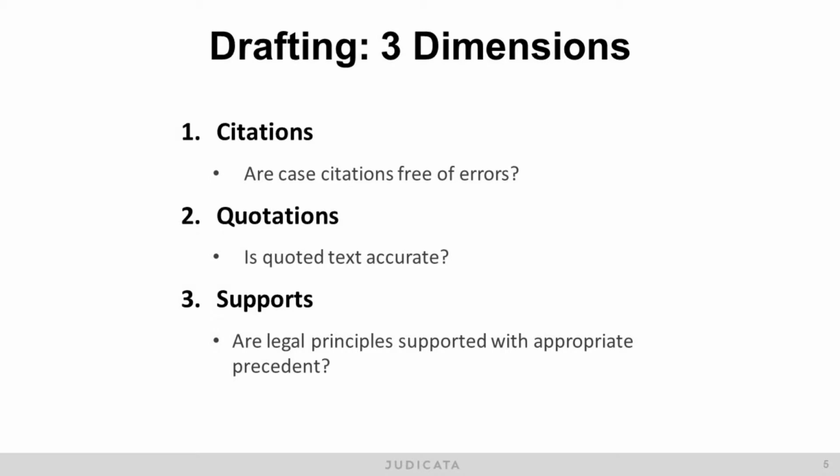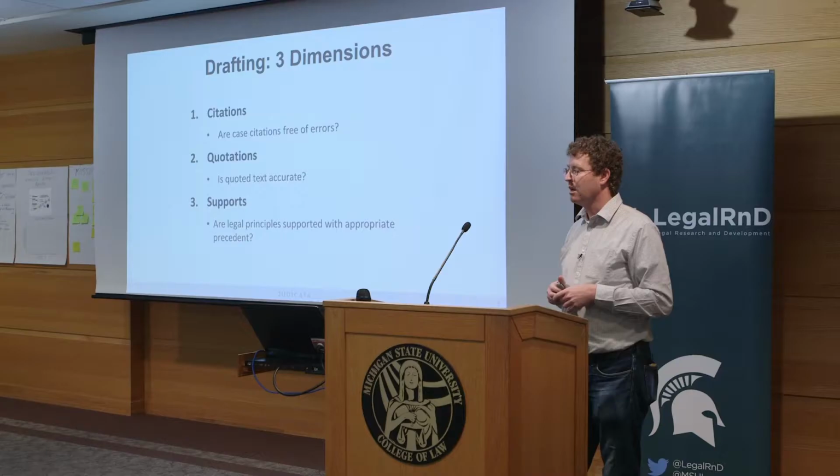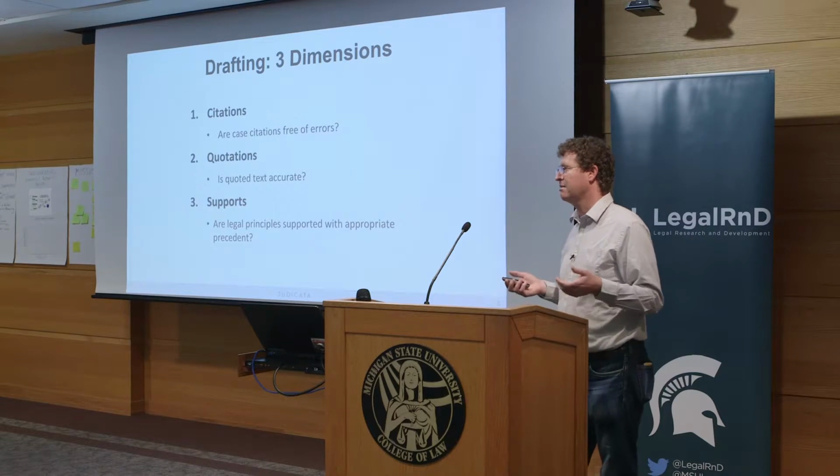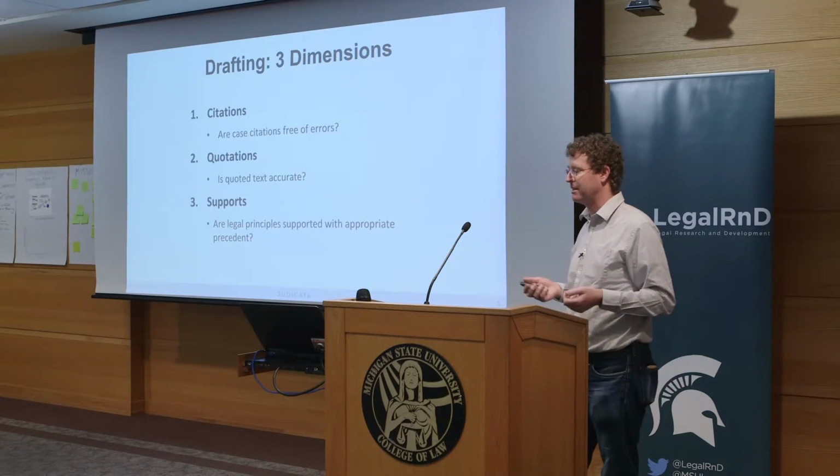So on the drafting, these are the most basic elements. These are the legal equivalents of dotting I's and crossing T's. We evaluate the citations. Are the citations free of errors? Pretty basic. It's easy to tell if they're correct or not. Quotations: is text that's quoted from a case or a statute correct? Has it been modified? And then what we call supports, which is, for a given legal principle, are the legal principles supported with strong or appropriate precedent?